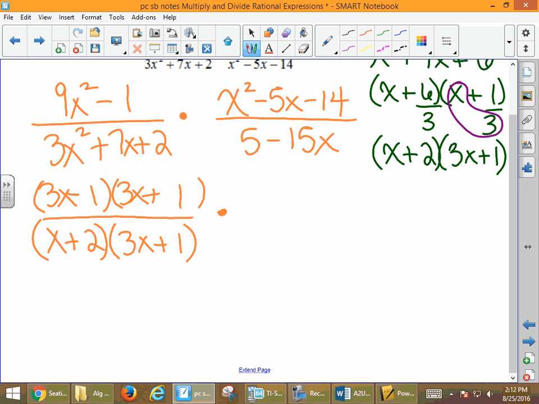On our other fraction, we've got x and x. And factors of 14 are 1 and 14, 2 and 7. We need to combine to be 5. So we're going to use the 2 and the 7. It's going to be plus 2 and minus 7.